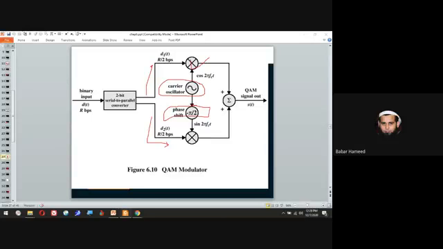Thus, a binary 1 is represented by a scaled version of the carrier wave, and a binary 0 is represented by a scaled version of the negative of the carrier wave, both at constant amplitude. This same carrier wave is shifted by 90 degrees and used for modulation of the lower binary stream. The two modulated signals are then added together and transmitted. The transmitted signal can be represented as you can see here.